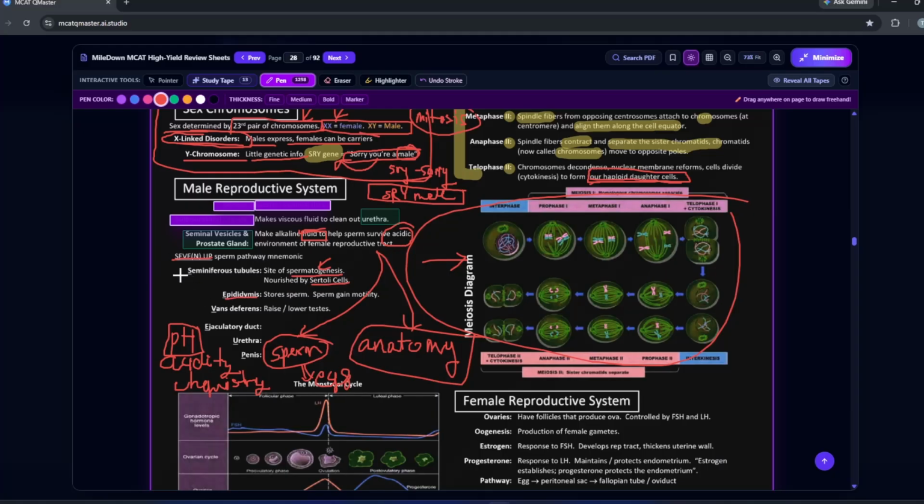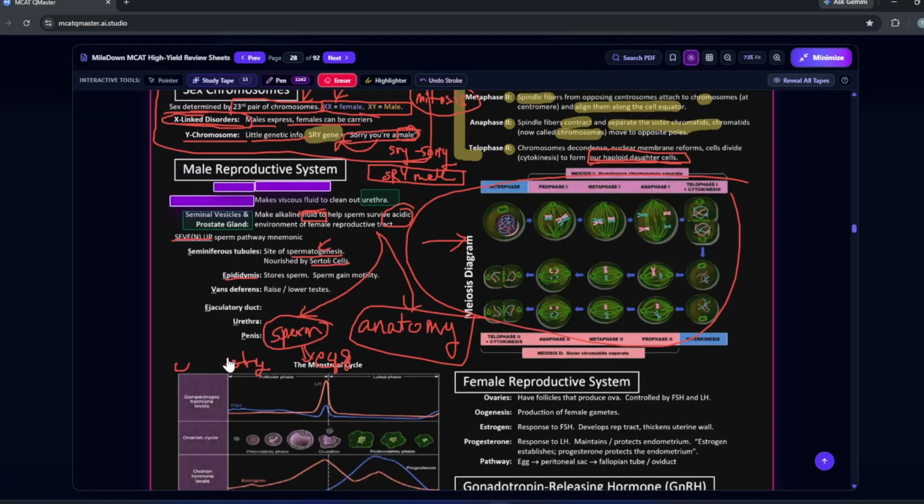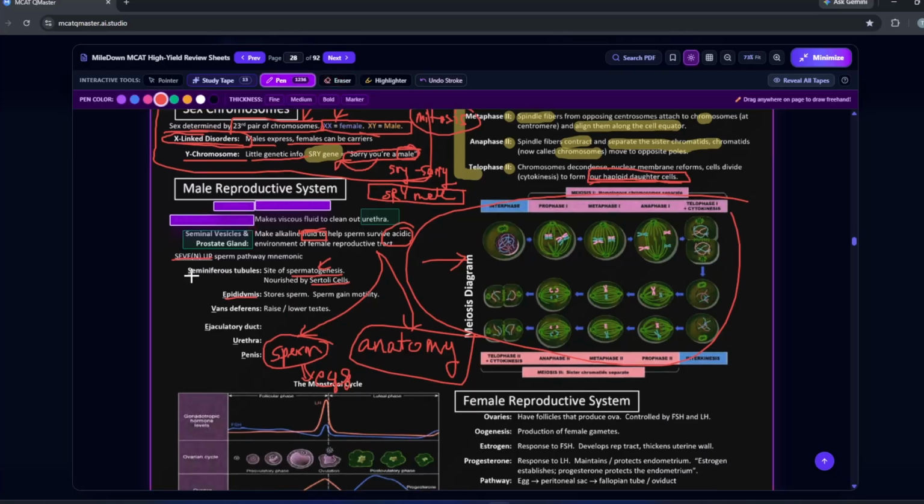Epididymis, by the way, you have to know these in this exact sequence. That's why people use the mnemonic 7-Up. It helps them memorize the sequence. So you have to memorize the sequence exactly. Seminiferous tubules to epididymis to vas deferens to ejaculatory duct to urethra to the penis. You have to memorize this exact sequence, and also some of these functions. So the epididymis stores sperm and sperm gain motility. Motility is like mobility, kind of. Vas deferens, raise and lower testes.